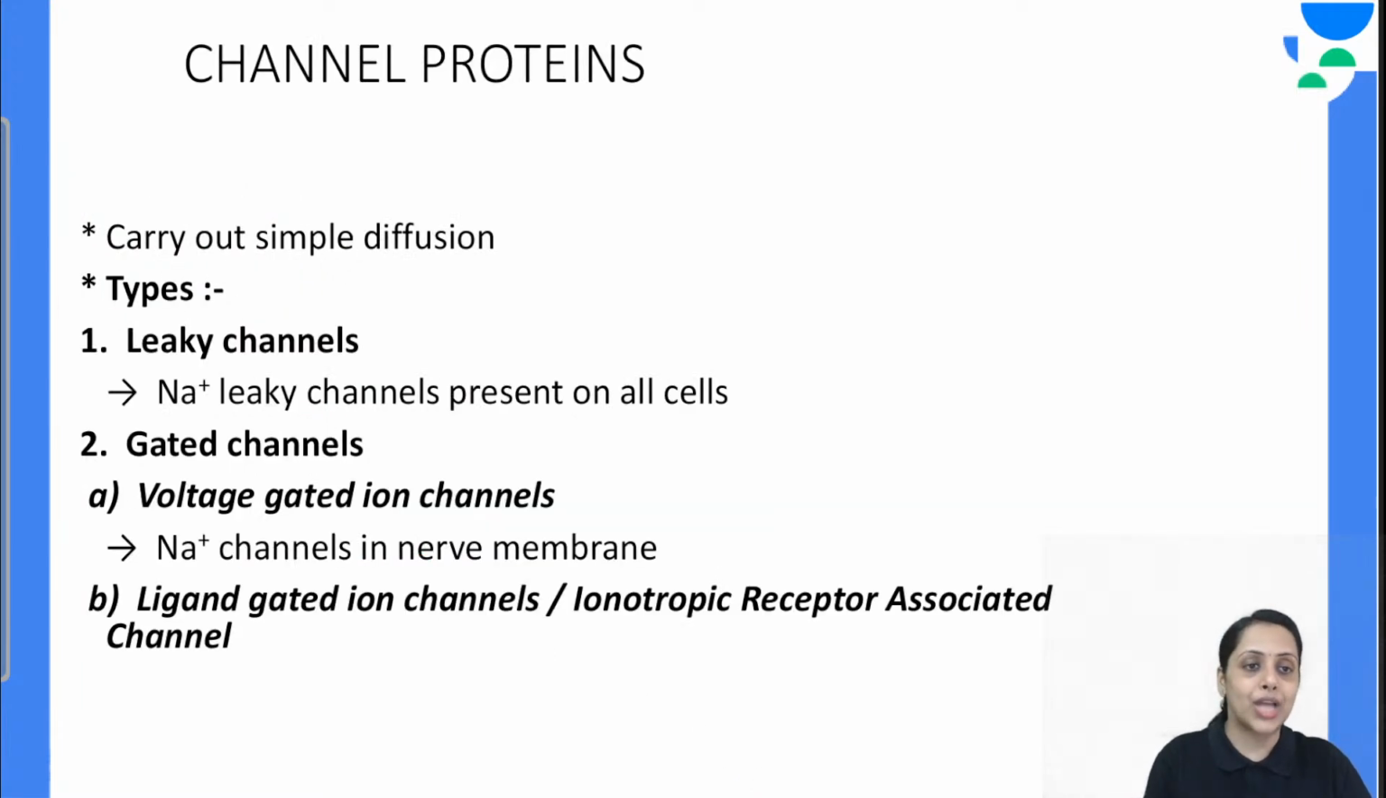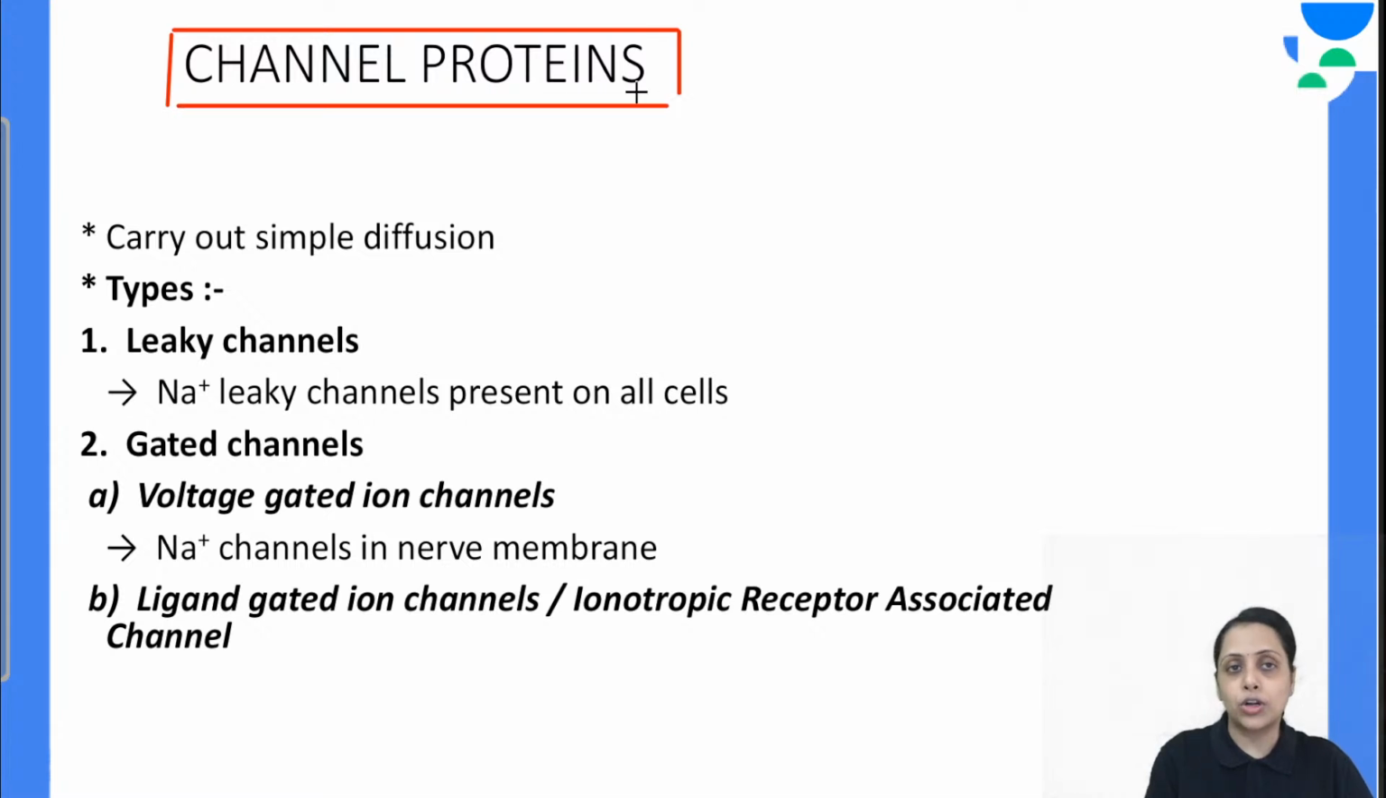Next is our channel protein. This channel protein is also a transport membrane protein, and it transports substances by using simple diffusion. In this, we have various types of channel protein, like the leaky channel. The sodium leaky channel, which is present in all cells, is a classical example of our leaky channel. Next are the gated channels.